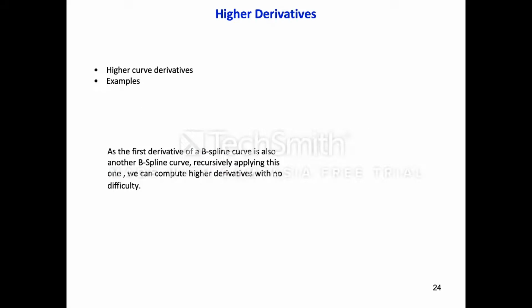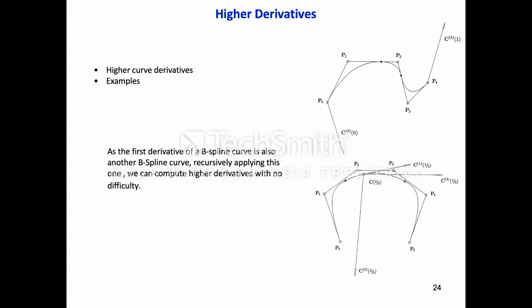Coming to higher derivatives, as we know, the first derivative of a B-spline curve is also another B-spline curve. Recursively applying this, we can compute higher derivatives with no difficulty. The second derivative, third derivative, and higher derivatives are basically easy to compute.